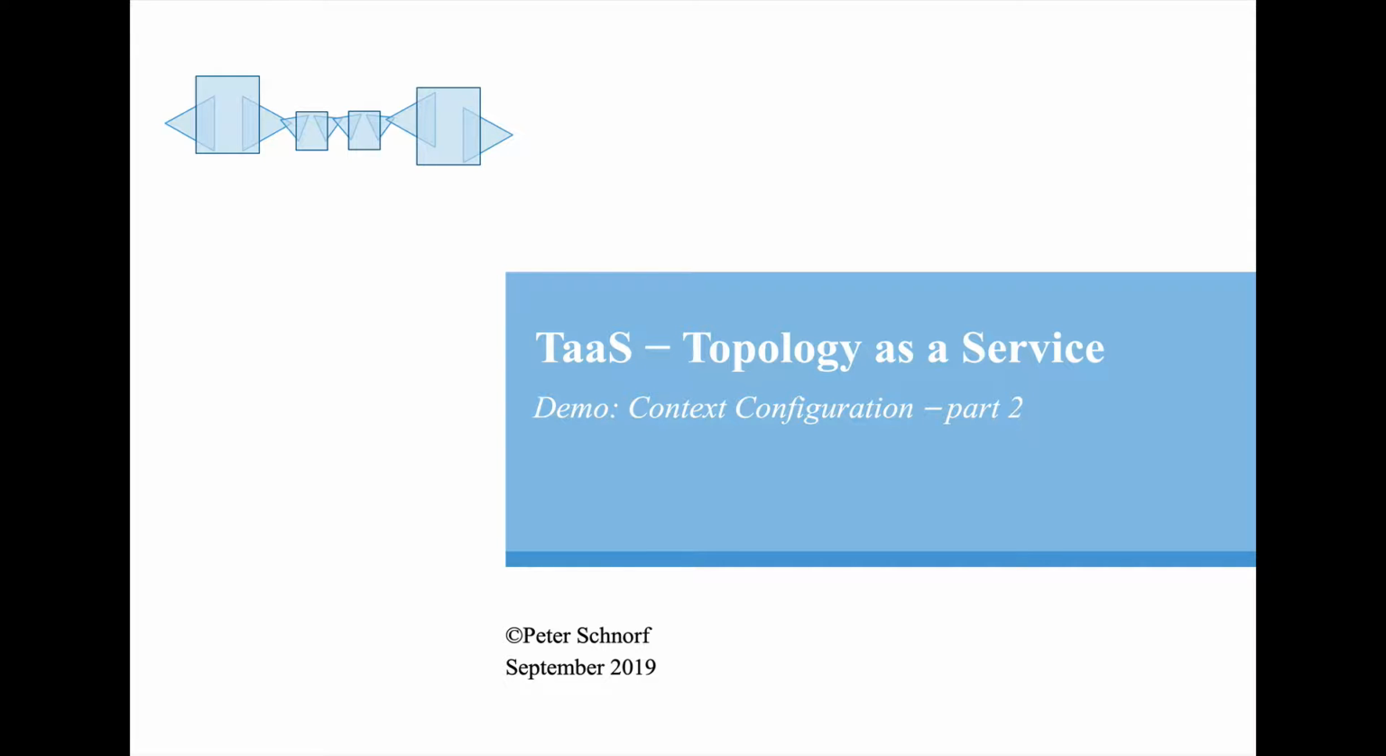This video is part 2 of the discussion about context configuration in the Topology as a Service framework. Part 1 discussed the general characteristics of context configuration and presented the first example of a 3-tier Java EE application. Here we continue with a second example using REST services, including interactive demonstrations based on sample implementations.